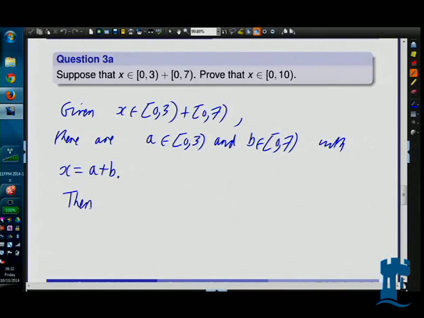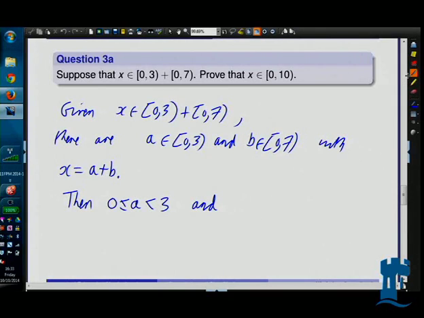Right, I'll use the fact that a is in this interval. That tells you that 0 is less than or equal to a, which is strictly less than 3. That's the definition of that interval. And b is in the other interval, so 0 is less than or equal to b, which is strictly less than 7. So I can write that down.